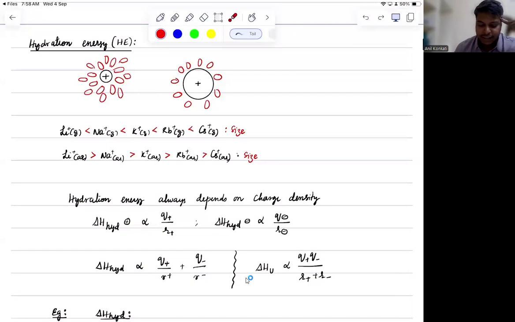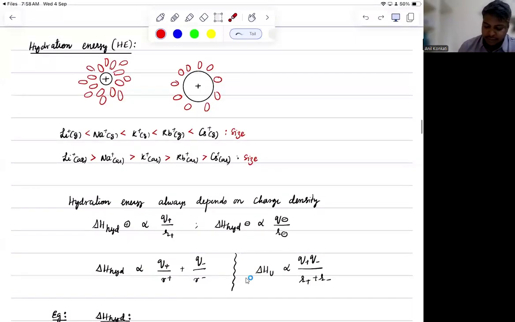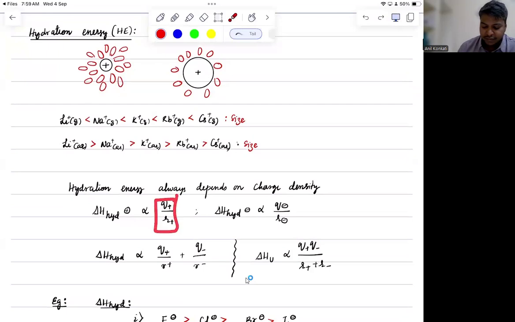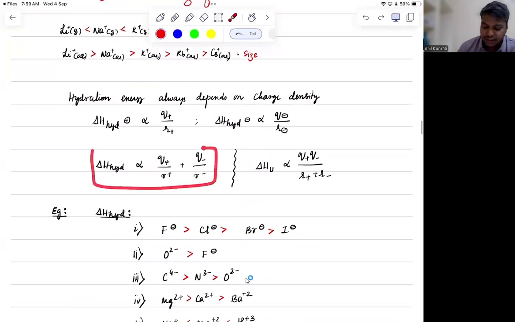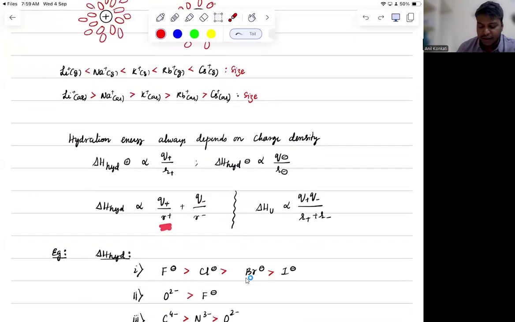Notice hydration energy. Hydration energy depends mainly on the ions. For a positive ion, it's charge divided by radius. For a negative ion, it's also charge divided by radius. So this is the total hydration energy formula, and this is the total lattice energy formula. Hydration energy depends mainly on the charge and size.